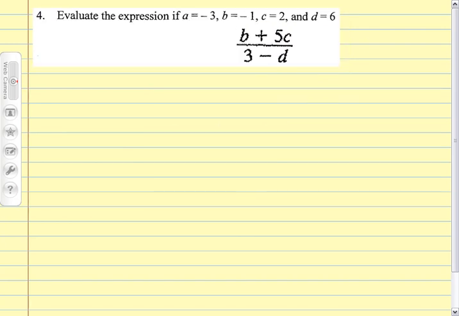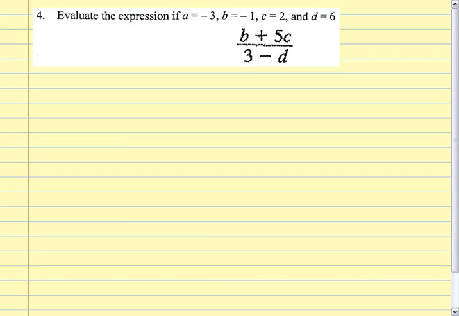All right, number 4. Evaluate the expression if A equals negative 3, B equals negative 1, C equals 2, D equals 6. Now this one doesn't have all the variables in it. That's fine. Okay, we're just going to plug in what we've got.